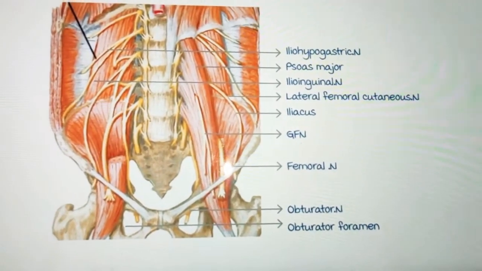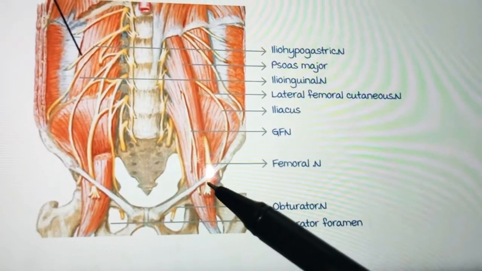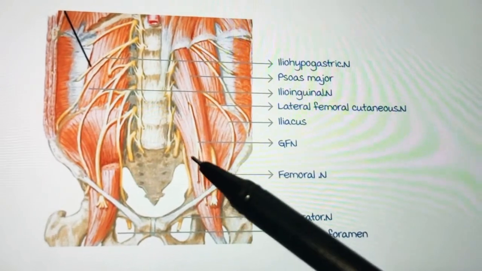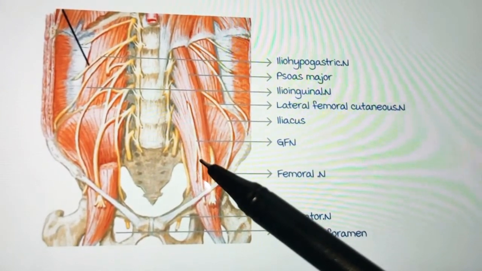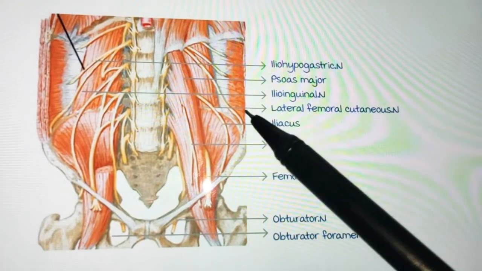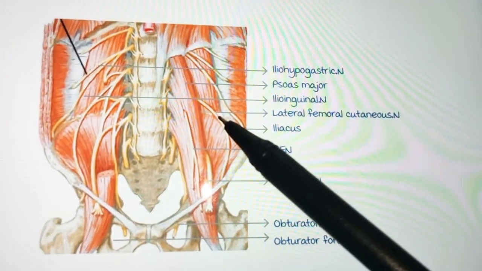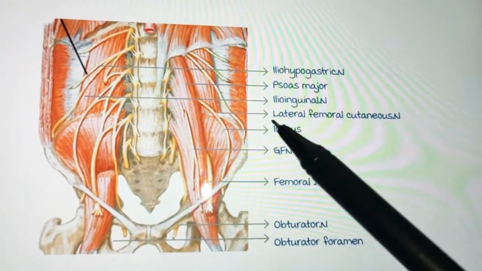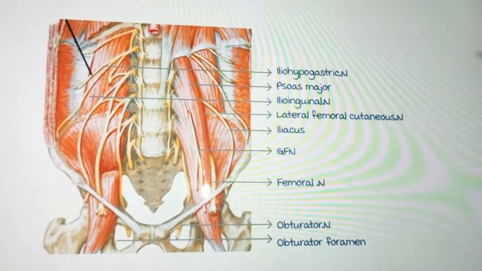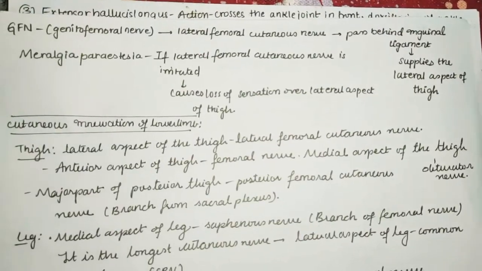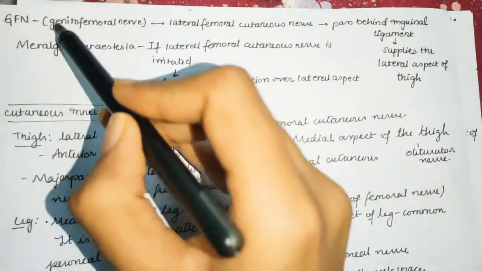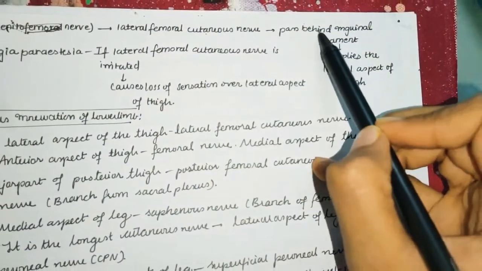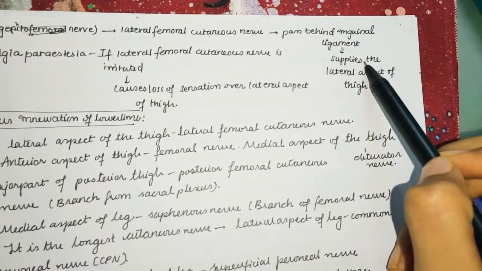Now let us discuss some details of the lateral femoral cutaneous nerve, as it passes below the inguinal ligament and mainly supplies the lateral aspect of the thigh. So according to the name you can see lateral femoral cutaneous nerve. So the lateral femoral cutaneous nerve passes below the inguinal ligament. In the name itself you can see lateral femoral, so it supplies the lateral part of your thigh. So actually you can see here the lateral, not this one. You can see here the lateral femoral nerve, it passes behind the inguinal ligament and mainly supplies the lateral aspect of the thigh.